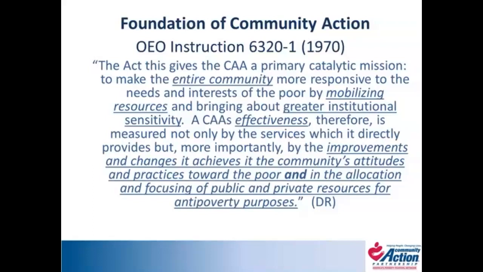It's kind of like that flywheel concept if you're thinking about the Good to Great model, right? If you can spin what you're doing well, you can spin off things, you can make change happen. If you have a catalytic mission, once you start moving, you keep moving. And then we make the entire community more responsive. And it goes down here to even say that effectiveness, therefore, is not measured by the services we provide. It's not measured by the butts in seats, as we say in Head Start, right? It's about the improvements and changes we make in a community.